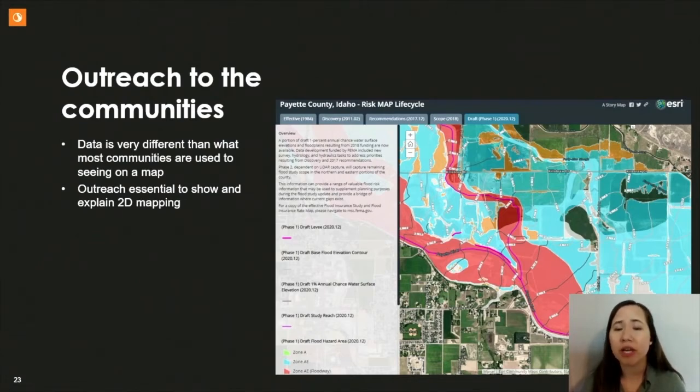For the Payette River study, in conjunction with FEMA Region 10, we developed an online viewer so that communities could actually pan through and look at these results in their own time. Further down the line, when this project progresses, we'll actually meet in person and have more opportunities to go through the data and make sure that the community is comfortable not only with the modeling and the results, but how the actual mapping looks as well.